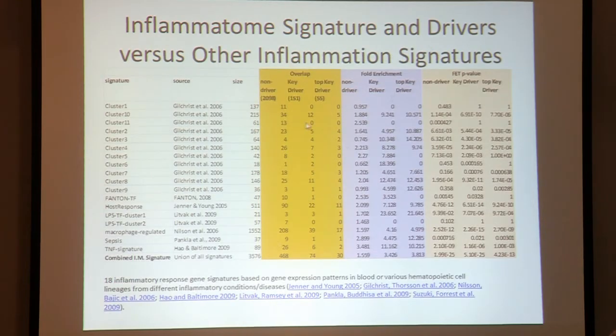Yeah, then we actually collect more signatures from the literature. That's almost all inflammatory-related signatures. Again, we see those drivers are much more significantly enriched for those individual experiment-derived signatures. So again, we have shown the importance of the driver genes through the key driver analysis, and also showing the power of this kind of Bayesian causal network.